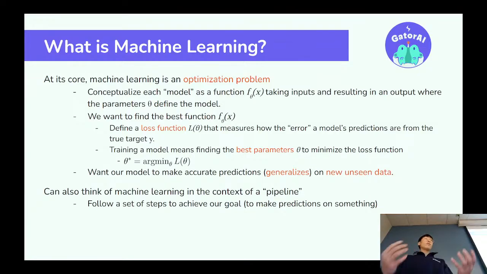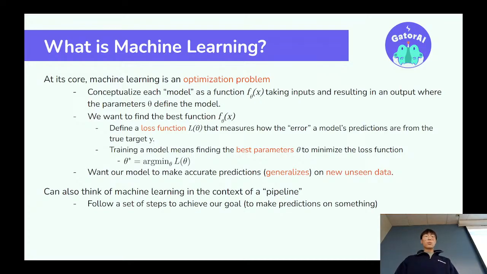And so now that we've defined this function, we want to find the best function f_theta(x), right? So we want to figure out the parameters that make our function the best and output the closest values to the actual output. And how we do that is we define a loss function L that takes in as input theta, which are the parameters. So now we're defining a new function on top of our model that measures how far the model's predictions are from the true target y. And so essentially, to train this model just means finding the best parameters theta to minimize the loss function, right?